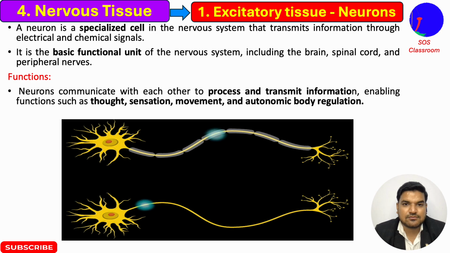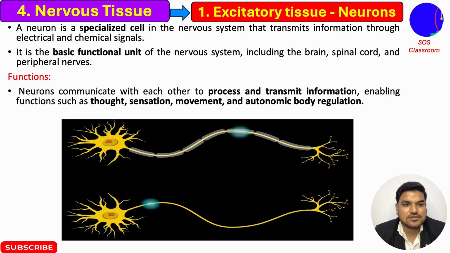So what is excitatory tissue? That is neurons. You can see the structure of the neurons and how electrical signals transfer from dendrites to the terminal buttons. A neuron is a specialized cell in the nervous system. This is the basic structural and functional unit of the brain that transmits information through electrical and chemical signals. Chemical signals means different types of neurotransmitters travel during the electrical signals. It is the basic functional unit of the nervous system, including the brain, spinal cord, and peripheral nerves.